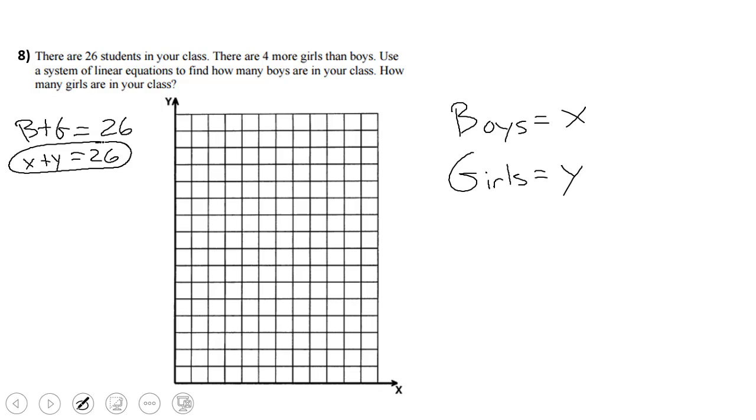All right? Now we need a second one. We've got to have a system. Here's the other important information. There are 4 more girls than boys.